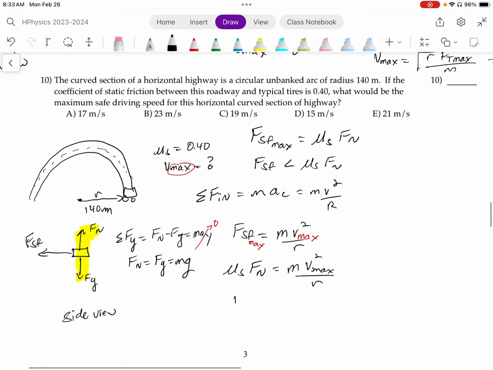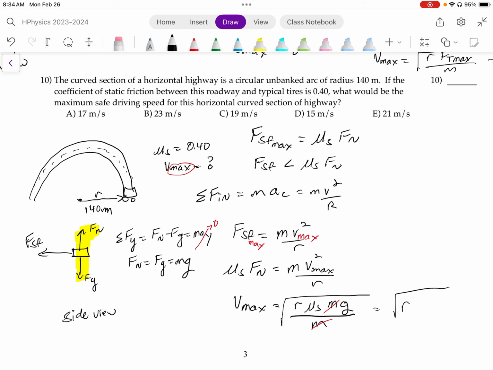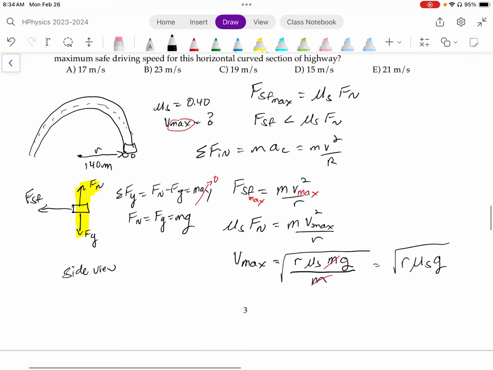So I will continue to rearrange this equation, plugging in mg for force normal. I get r times mu sub s times force normal, which is mg. I will divide by mass. I will take the square root, and notice what happens to my mass. It cancels. So the velocity max is equal to the square root of r times mu sub s times little g. And I can plug in all the information that was given.